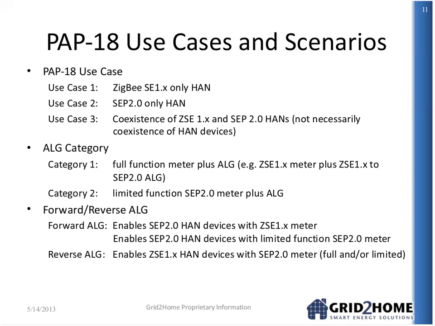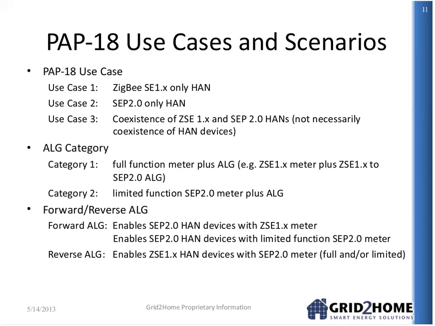So we're going to go through some of these strategies. The set of use cases here basically came out of PAP18. The first use case was simple: we've got a ZigBee SE1.x only HAN. Use case 2 was we've got a SEP2 only HAN. Use case 3, we've got a mixture of devices. Those are your use cases.